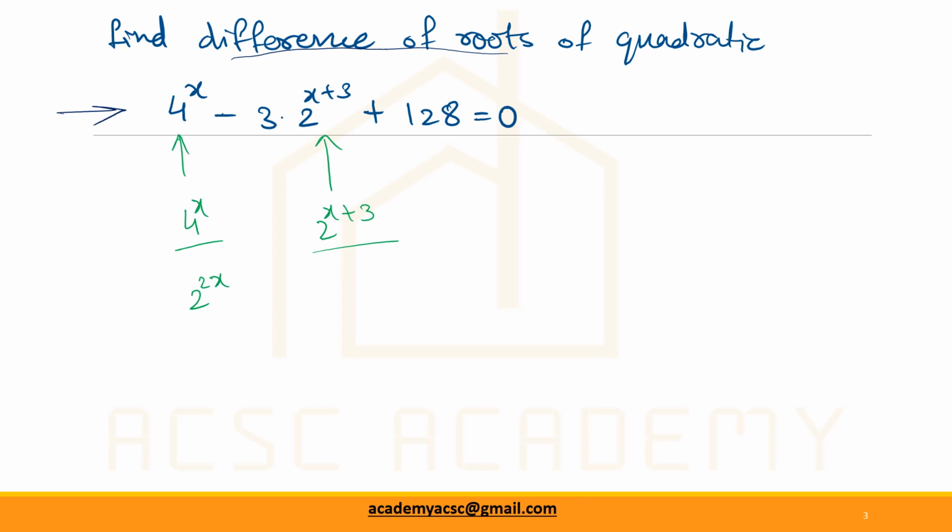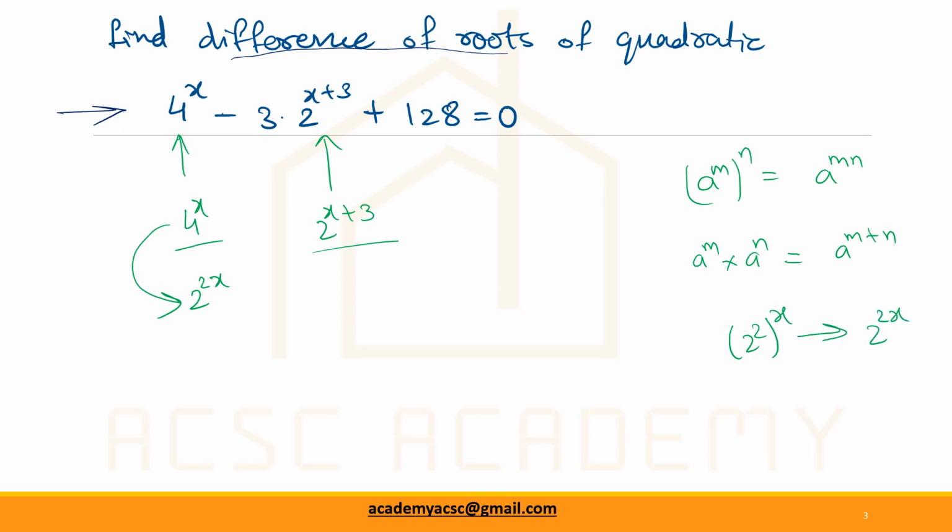For this, let us go into the bases and indices which we have learned, that a raised to m and then that raised to n is equivalent to a raised to mn, and a raised to m into a raised to n equals a raised to m plus n. All those indices formulae which we had learned, let's recall them and apply them over here. So yes, we can convert 4 raised to x as 2 raised to 2x because 4 is 2 squared. We wrote 4 as 2 squared and then this x was there, so that became 2 raised to 2x.